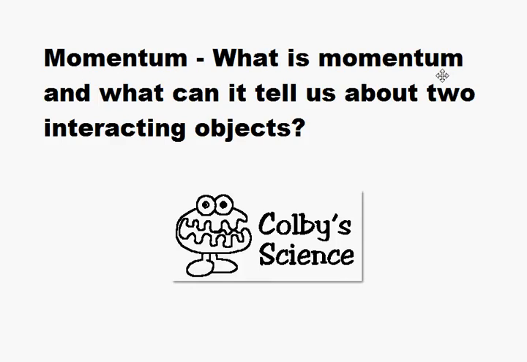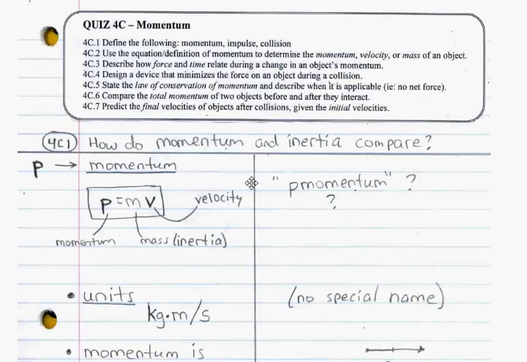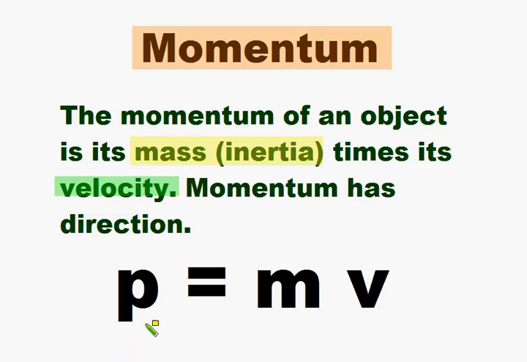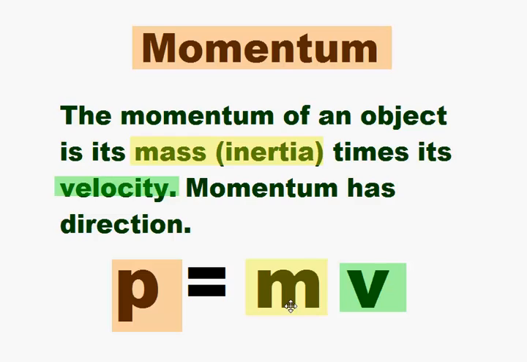About momentum. What is momentum and what can it tell us about two interacting objects? You can find more information on this in your notes and objectives for quiz 4C, momentum. The momentum of an object is its mass, or inertia, times its velocity. For momentum, we use the letter P, and the definition looks like this: momentum is the mass times the velocity.